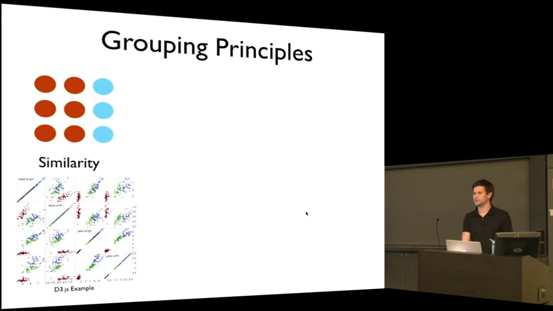Then we have similarity. That works with color and also other visual attributes. We just change the color of some points here and they belong together. Even here, if they're part of different scatter plots, like in this case, they belong to the same group. We know they are the same.